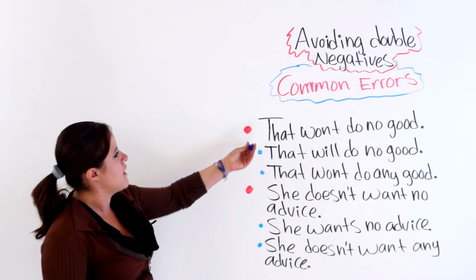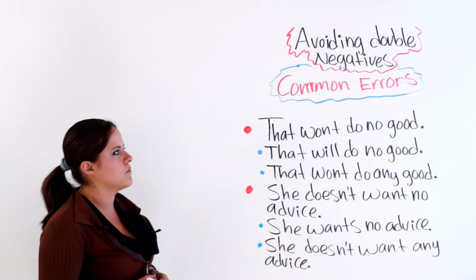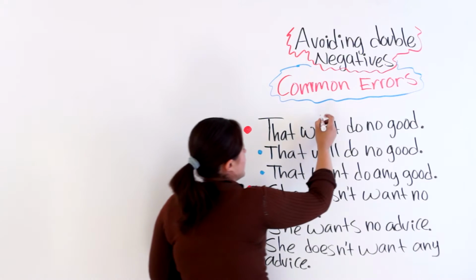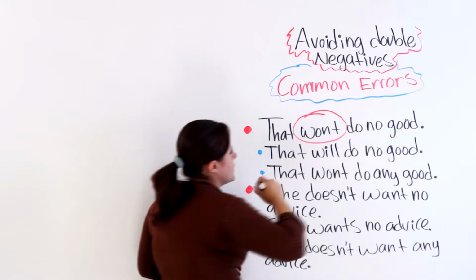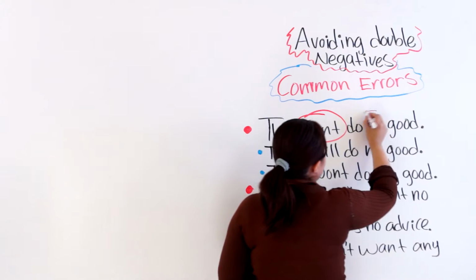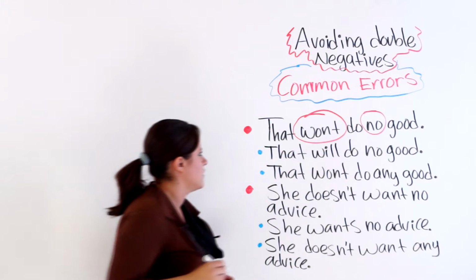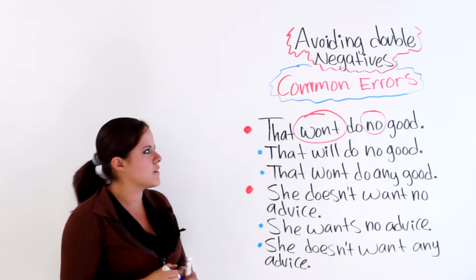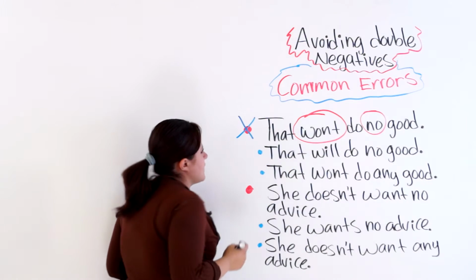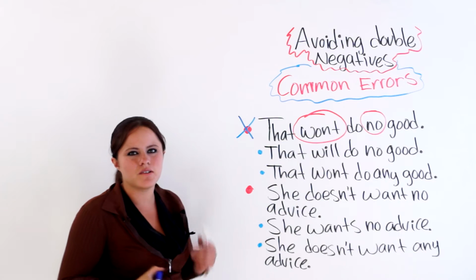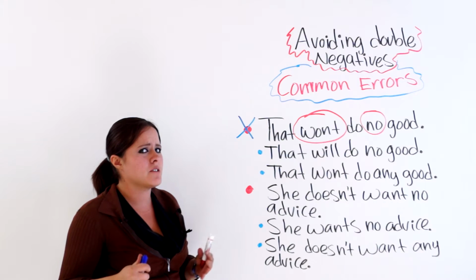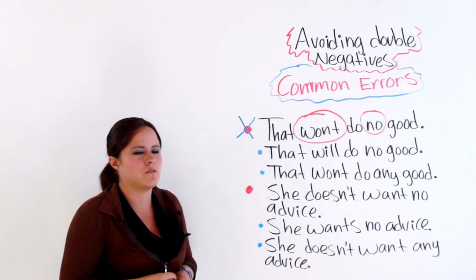The first one says, that won't do no good. As you can see, I have won't, which is a negative form of will. It means will not. That won't do, and then we have another negative, no good. That is a very common mistake, but you have to avoid it because it is not grammatically correct to begin with, and it makes you sound unprofessional.